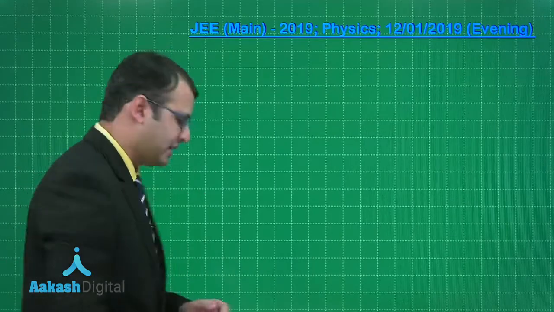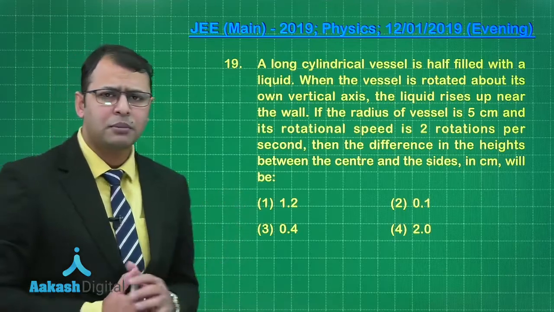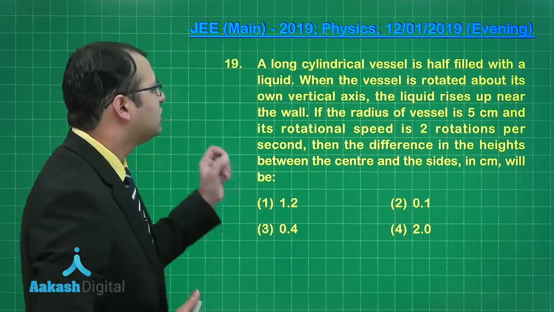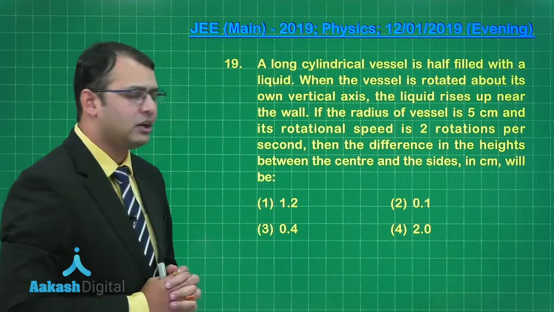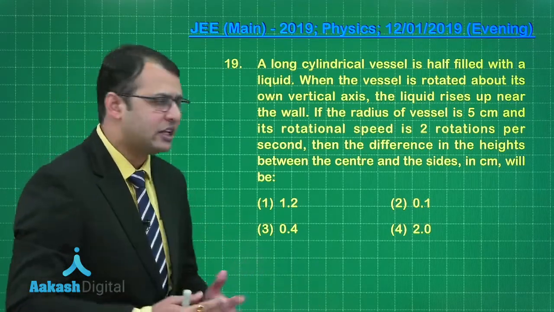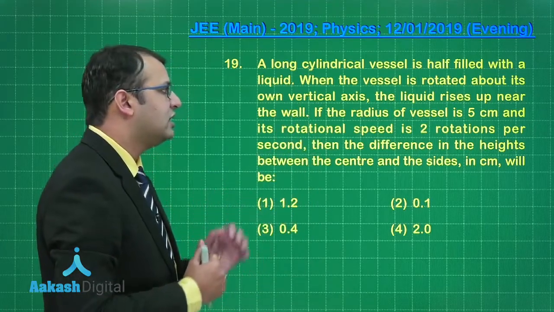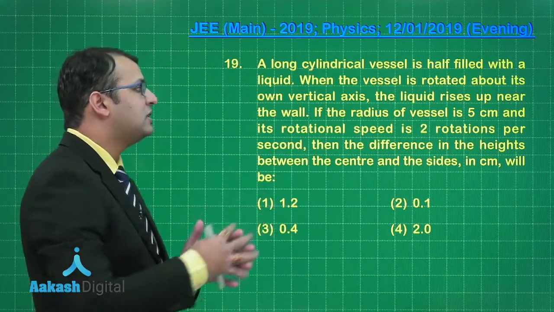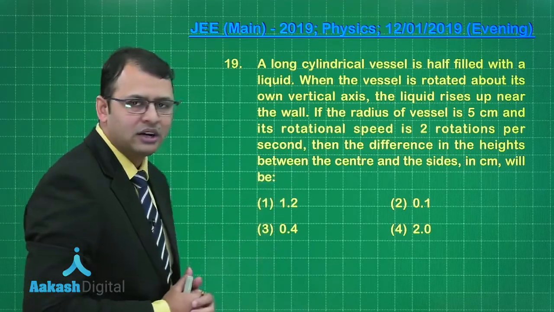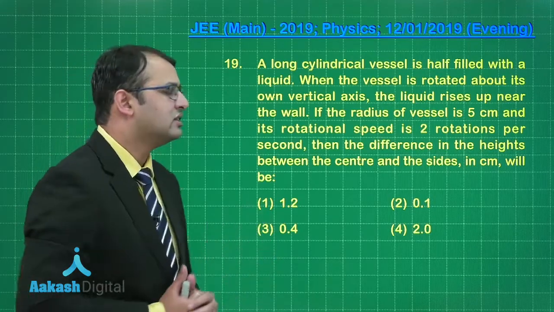Let's start with question number 19. Now the question you see here belongs to a section of mechanics. Here a long cylindrical vessel is half filled with liquid. When the vessel is rotated about its own axis with a speed, let's take omega, the liquid rises up near the wall. If the radius of the vessel is 5 centimeter and its rotational speed is 2 rotations per second, that's the omega we have right now, then the difference of heights between the center and the sides in centimeter will be.